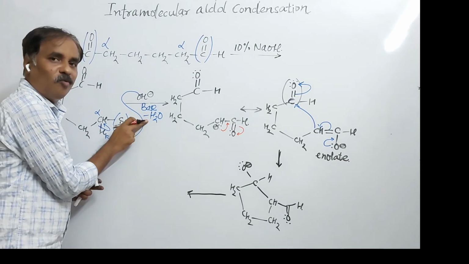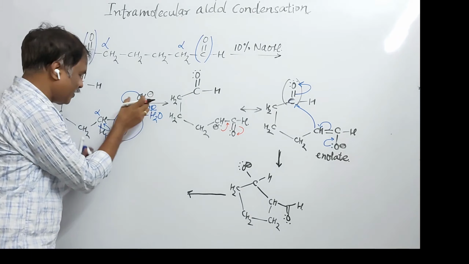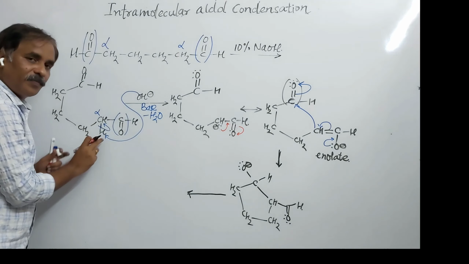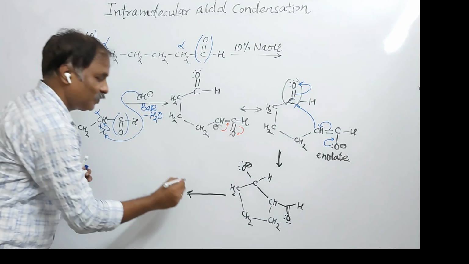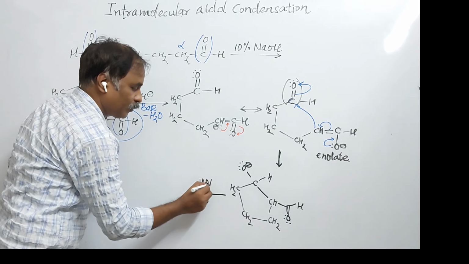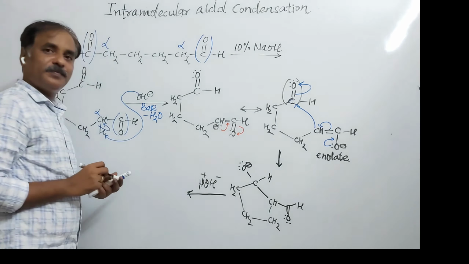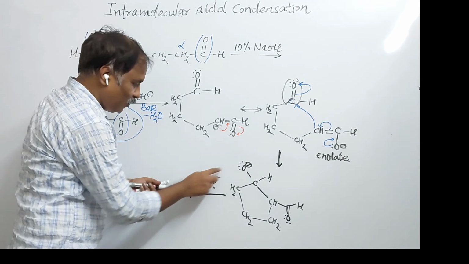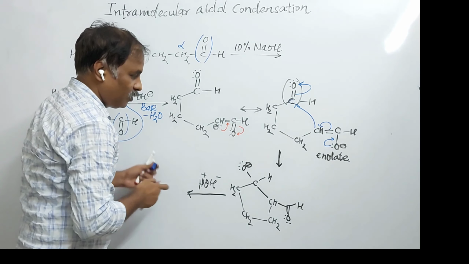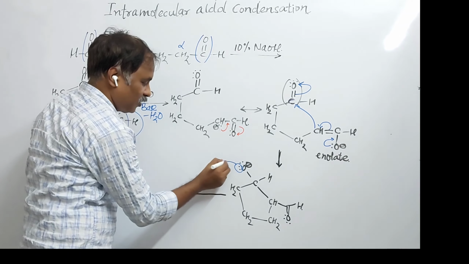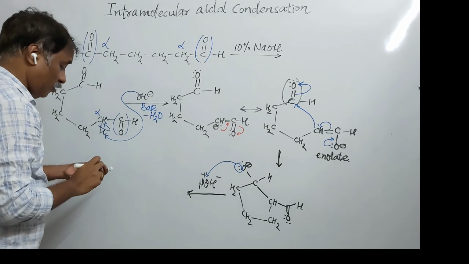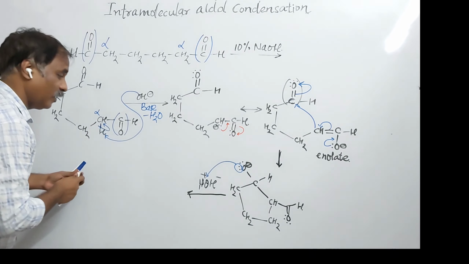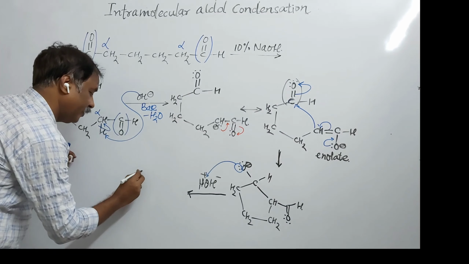Now here is the release of a water molecule. When this base reacts with this aldehyde, it abstracts the acidic hydrogen. With the removal of water, water is released. The same water is used here, H plus and OH minus. So this O minus will take H plus. And the formation of what? Cyclic aldol. Now this cyclic aldol will form, that is, a beta hydroxy aldehyde.